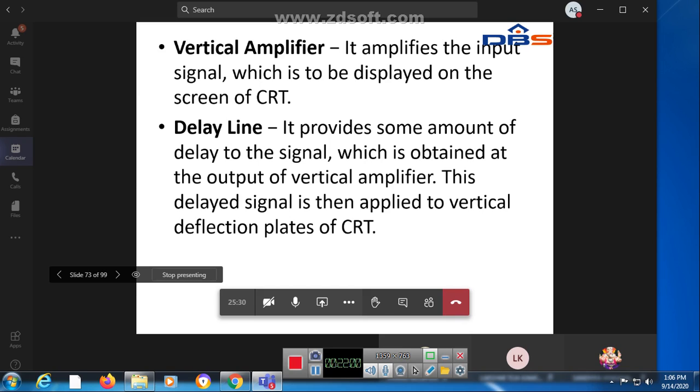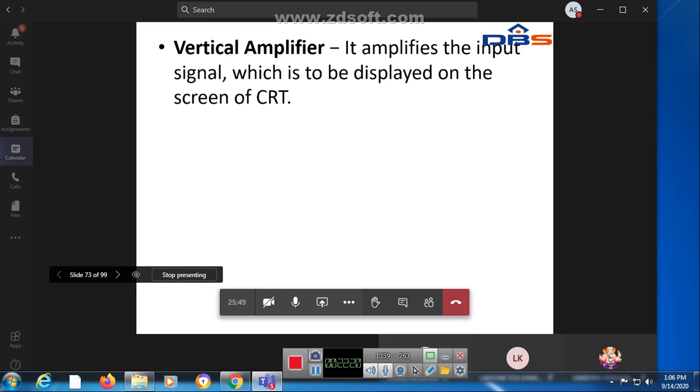So whatever signals will be displayed on the CRT will be amplified by using the vertical amplifier. Delay line is nothing but it provides some amount of delay to the signal. See, first of all I will explain the operation.